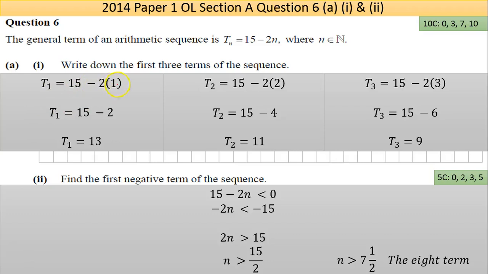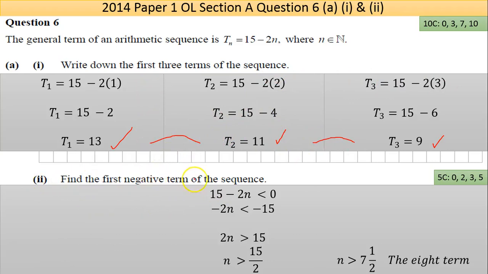T1 equals 15 minus 2 times 1, which is 13. T2 equals 15 minus 2 times 2, which is 11. T3 equals 15 minus 2 times 3, which is 9. If you see the pattern already, 13, 11, 9, what would T4 be? It would be 7. T5 would be 5, and so on. So the difference is 2 each jump. We'll need that later on, I'm sure.